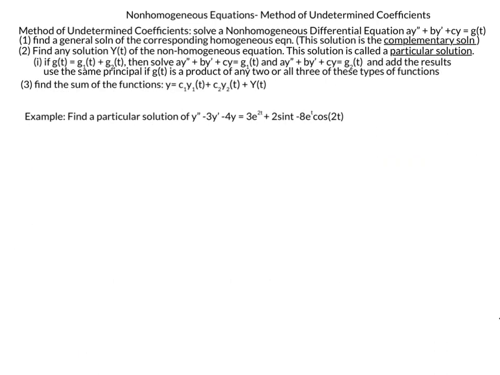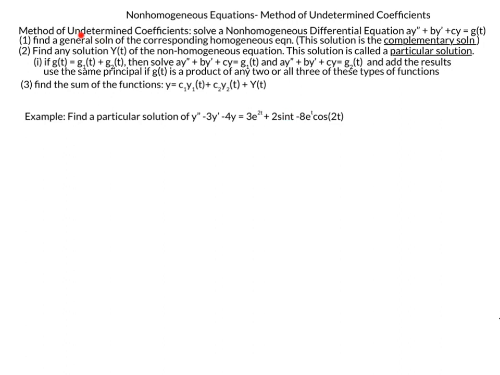And now our next example, where you get to see why I kept saying same left-hand side, y double prime minus 3y prime minus 4y. Now our right-hand side, our g of t, is equal to 3e to the 2t plus 2 sine of t minus 8e to the t cosine of 2t. So you might recognize this as the example we just worked, and these are the other two examples we worked.